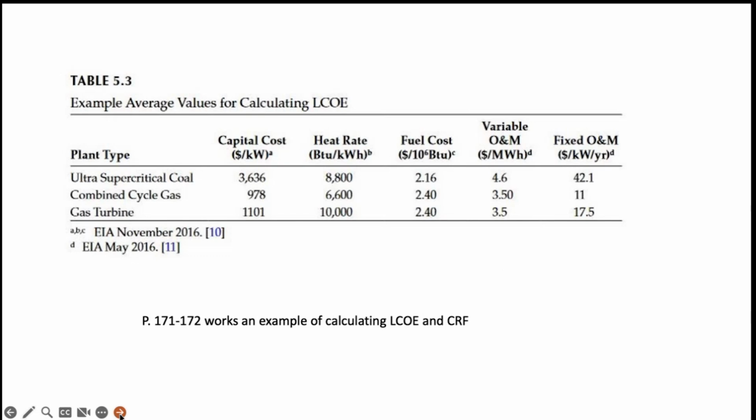So there's ultra supercritical coal, which we haven't talked about. We will. Then combined cycle gas, which we have talked a little bit about, and then regular gas turbines. So there's the capital costs, the heating rate, the BTUs per kilowatt hour, the fuel costs, the variable operating and maintenance, and then the fixed operating and maintenance. And then the book works an example: when a company says, let's build a new power plant, what kind do they build? There's quite a few options, right?